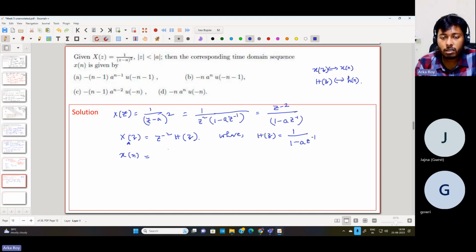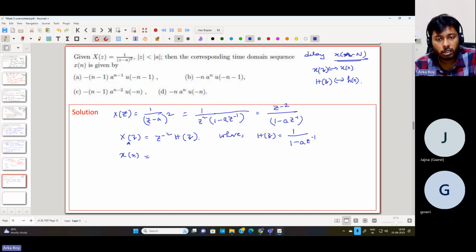So delay means x of n minus n. So this is what delay means. So I am not delaying by -2, I am delaying by 2 units. So it is h of n minus 2.